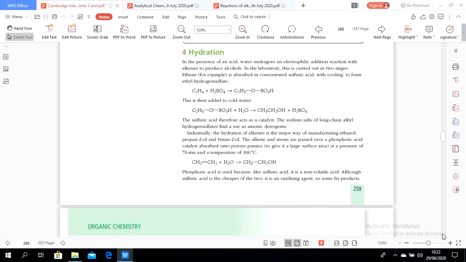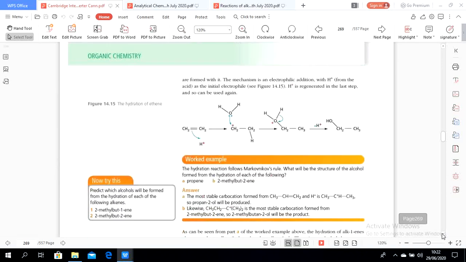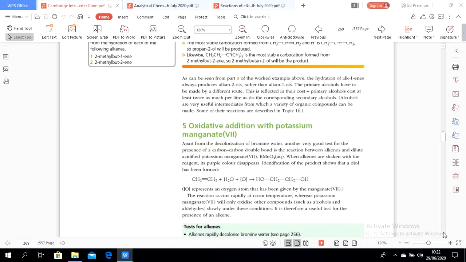And then hydration. The fourth is hydration. Hydration is addition of water, which means water goes inside the structure. If water goes inside the structure, then the alkene will become alcohol. What is the catalyst? The catalyst is phosphoric acid, and then a temperature of 300 degrees Celsius and 6 megapascal pressure. That is the condition.